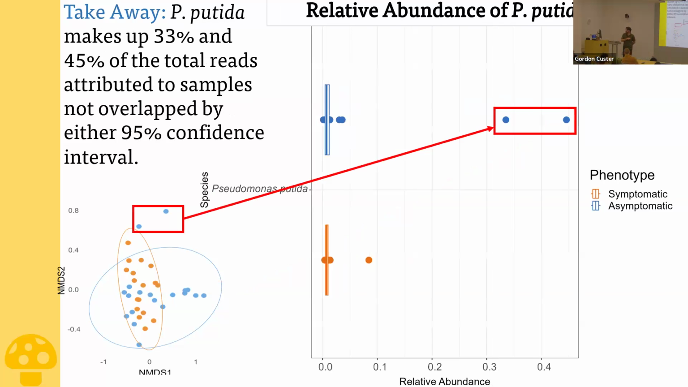And lastly, to touch on those two right here at the top, what seemed to be driving most of the differences between these two samples and the rest of our samples seems to be Pseudomonas putida. So putida seems to be between 33% and 45% of the total composition and are overwhelmingly dominant in these communities.